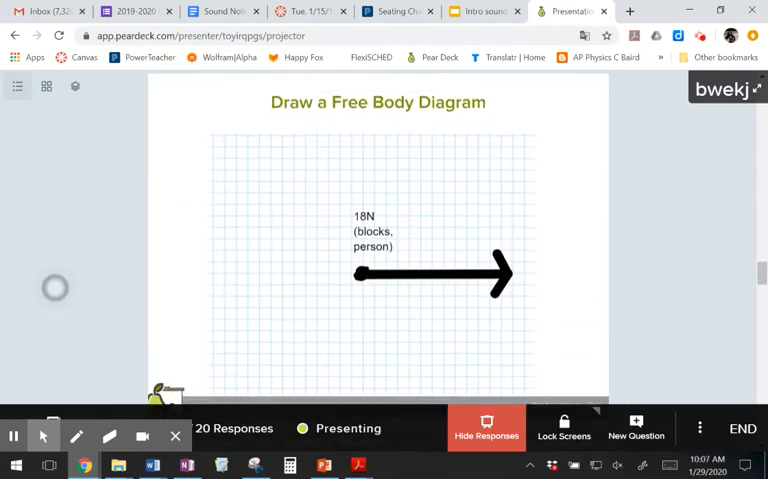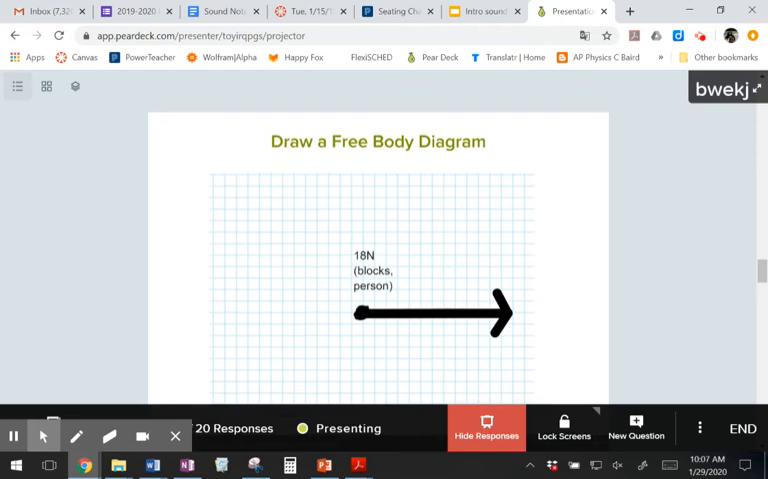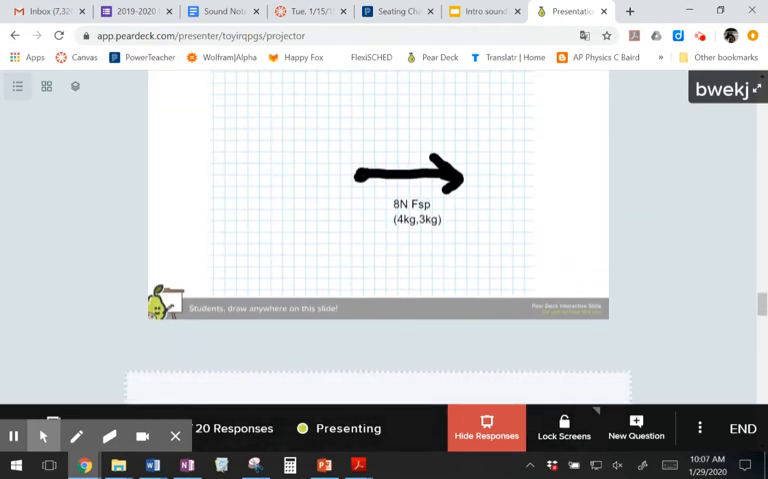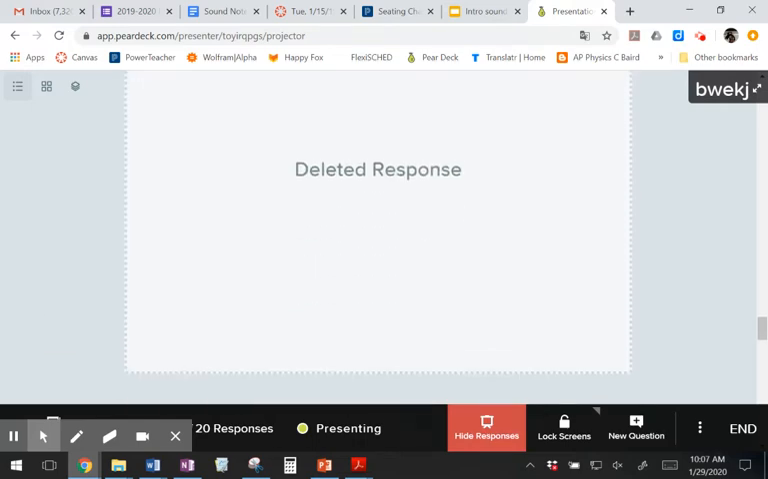The person is not pushing on block 4. And we're no longer talking about blocks. We're talking about one block. We're talking about the 4 kilogram block. 4 kilogram feels it. 3 kilogram deals it.